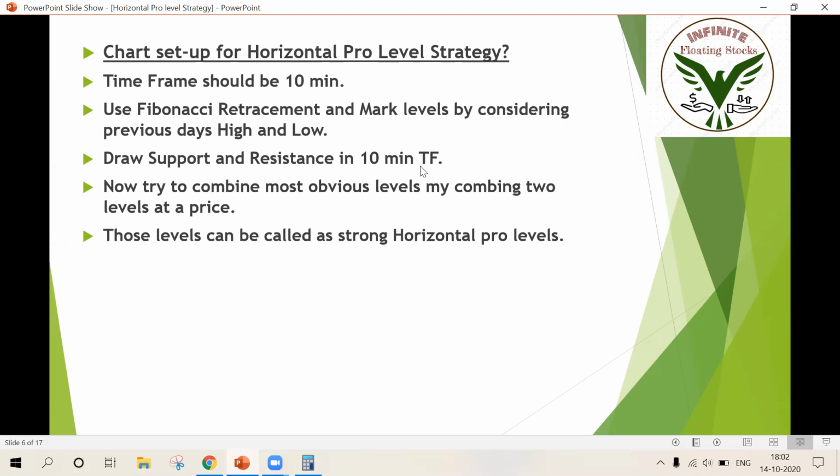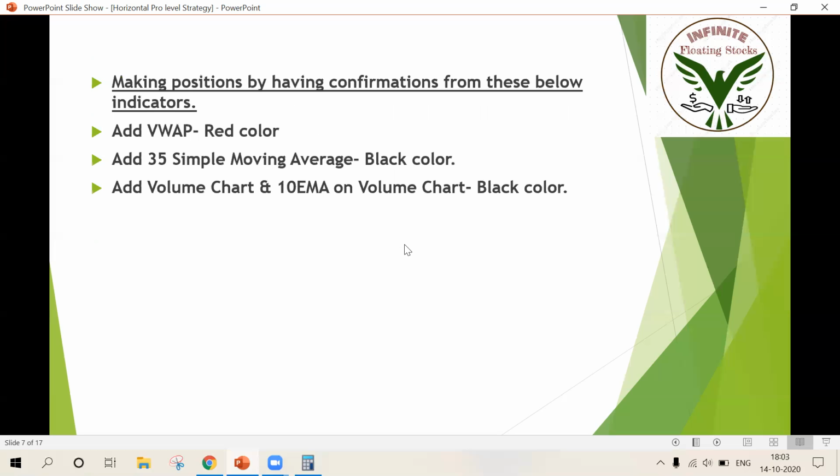Draw support and resistance in 10-minute time frame. Now try to combine most obvious levels by combining two levels at a price. That's what I did. I had drawn double lines by combining Fibonacci price and support and resistance level. So those levels can be called strong pro levels.